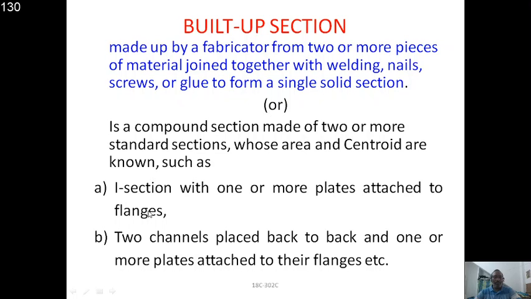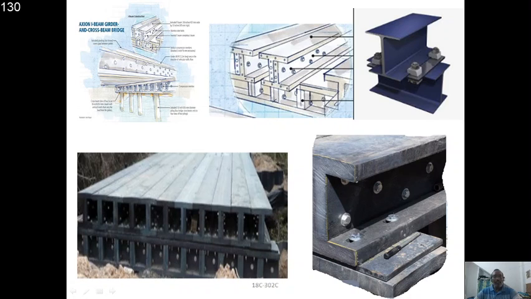So generally a built-up section is made up of I sections, channel sections and flange plates. That means flat plates. Here you can see in this particular figure, we have T sections as a built-up section. This is one T section, and the second T section is an inverted T section. These two are screwed together to form a built-up section. You can see the screws or bolts and nuts make it a combined structure. Two T's are combined together to form a built-up section.